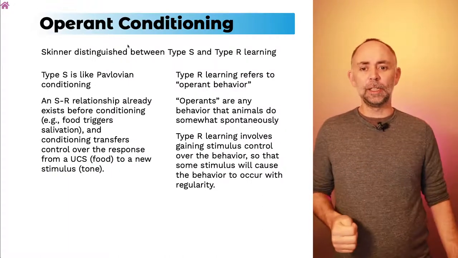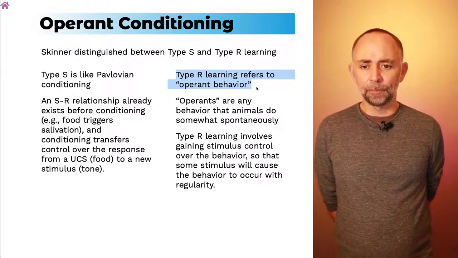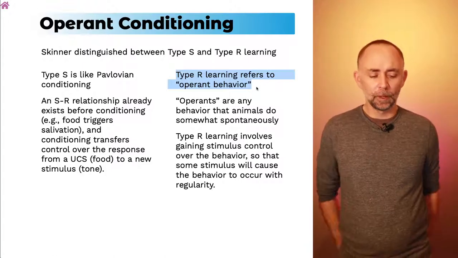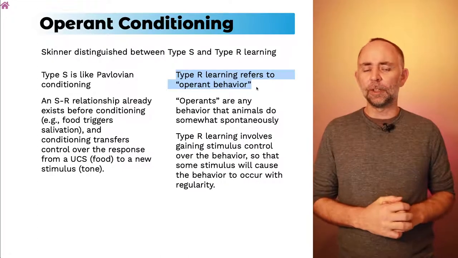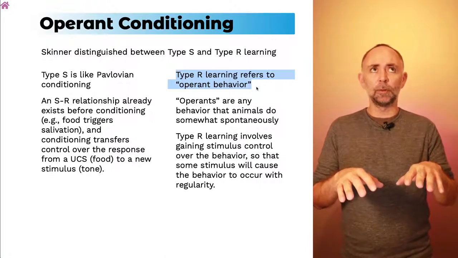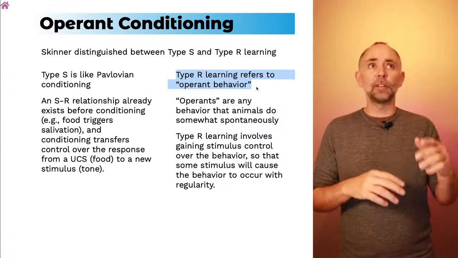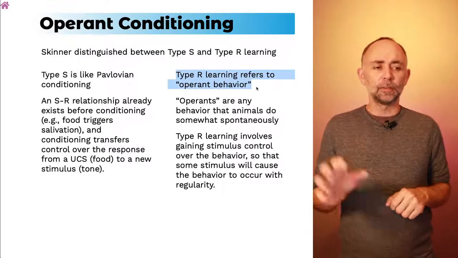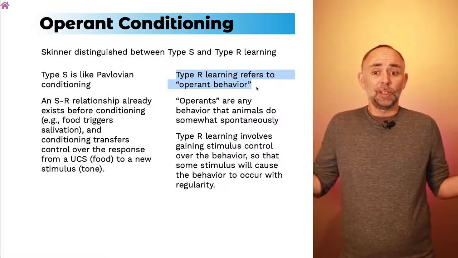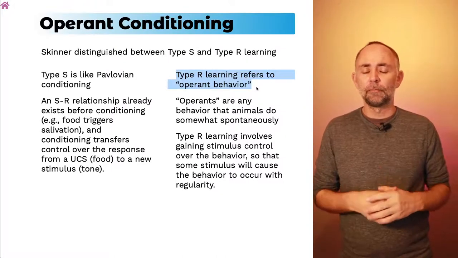What did Skinner do? Well, he discovered type R learning, which he calls operant behavior. It's a fancy word for any behavior that animals do somewhat spontaneously. For example, I tried to get a video of this, but I couldn't do it. My cat Coco, she'll just be standing there and not really doing anything, but she does this one thing with her paws sometimes. She'll just go almost like, and she'll just walk away. It's not clear that she saw anything. Sometimes she wakes up and then just goes like this. That little paw wiggle, that could be an operant behavior. It's just a behavior that she does. She does it sometimes spontaneously. It's not clear what the stimulus is that caused her to do that. It's a behavior.